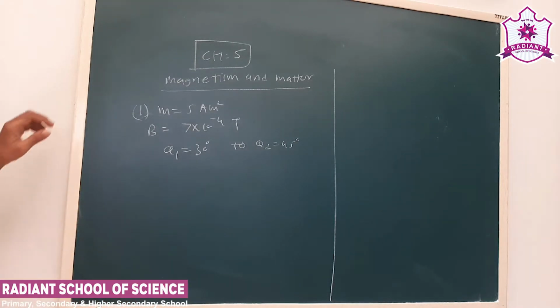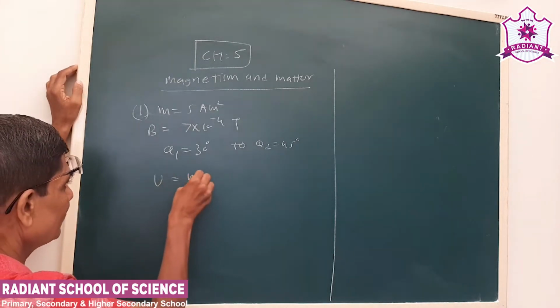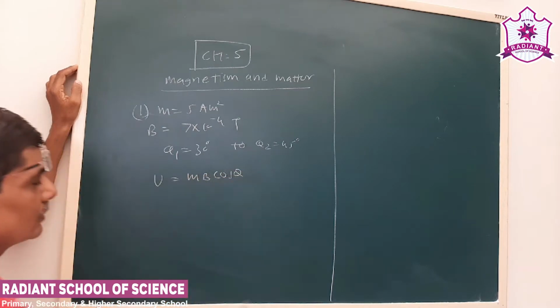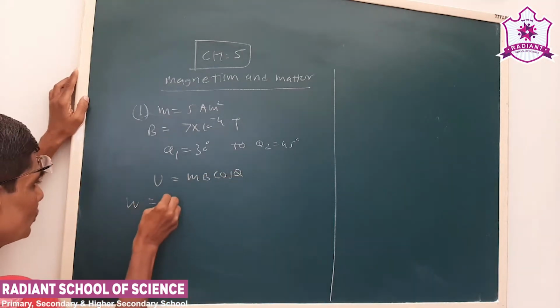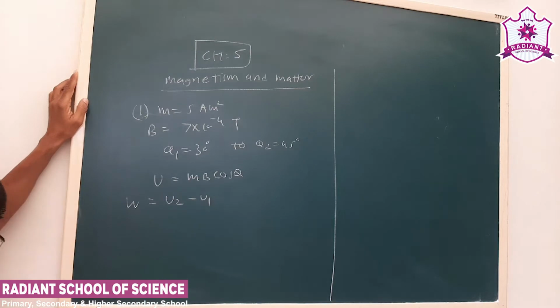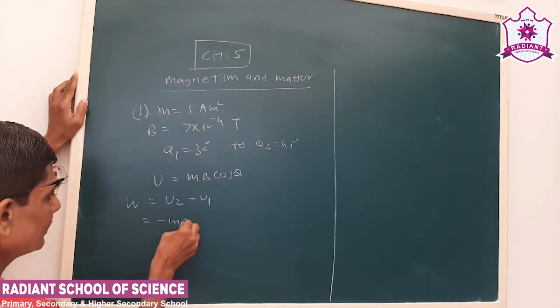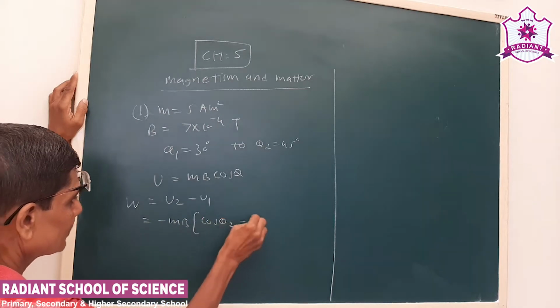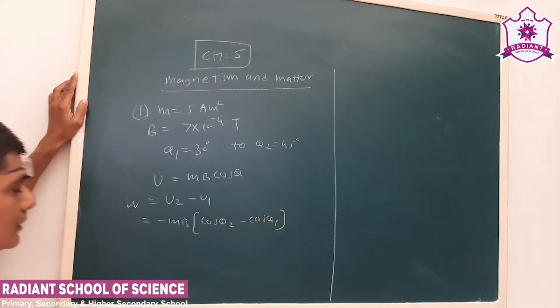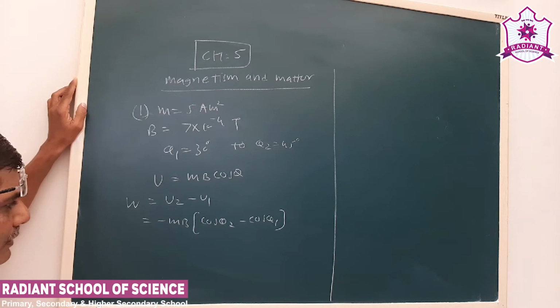So what is the formula? The potential energy is U equals minus mB cos theta. By using this, W is U2 minus U1, or W equals mB (cos theta 1 minus cos theta 2). Work is a scalar quantity, so that doesn't pose any problem.